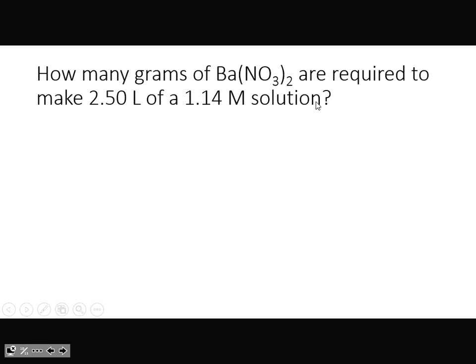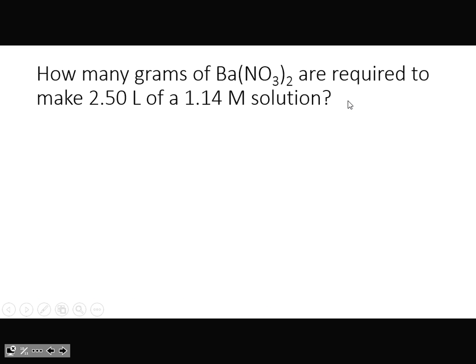Now, my final problem, here we go. How many grams of barium nitrate are required to make 2.50 liters of a 1.14 molar solution? Well, this is like the other example problem we did. The first thing, oh, go ahead and pause the video and work this. My bad. Pause the video and work this.